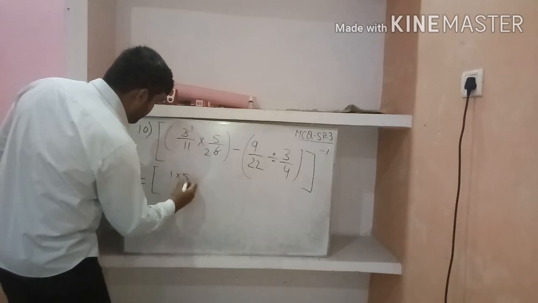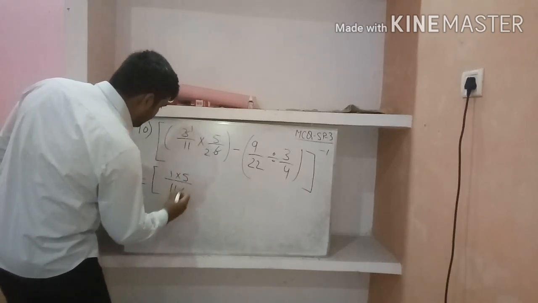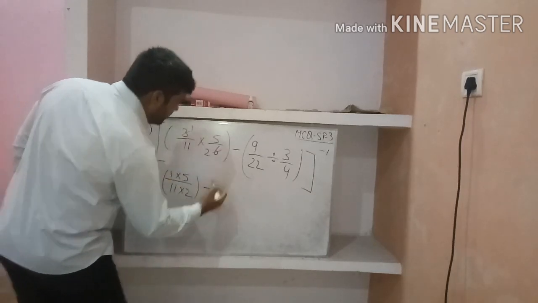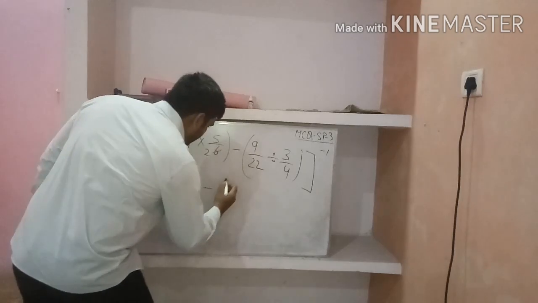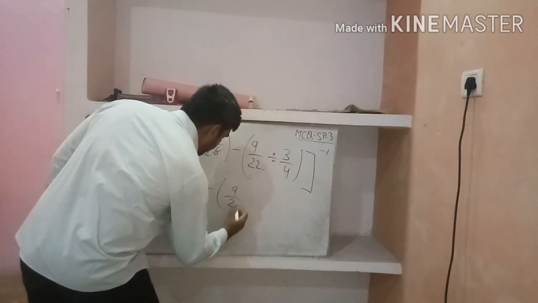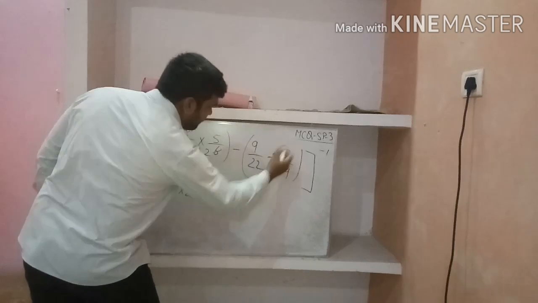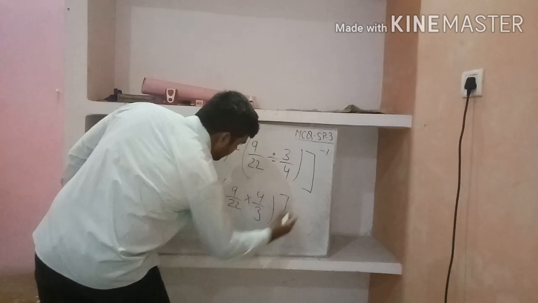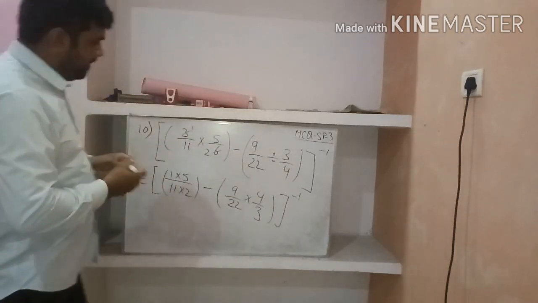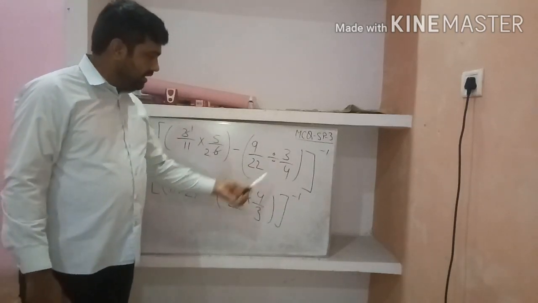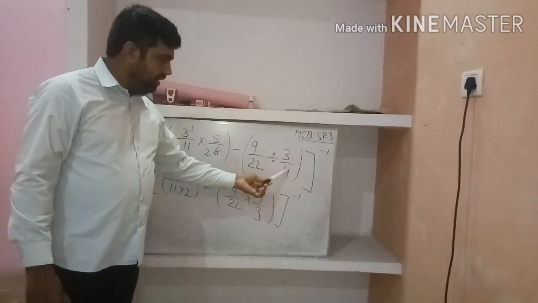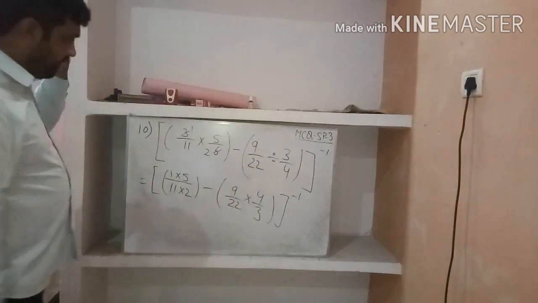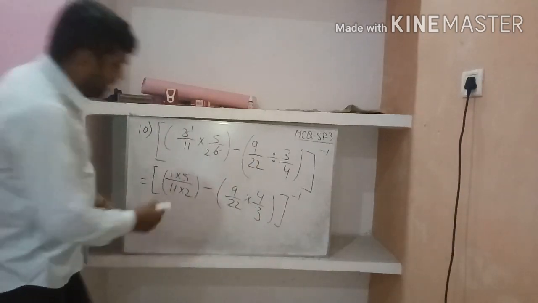1 into 5 upon 11 into 2. Here in this bracket I got 9 by 22. Convert this divide into multiply. So this fraction will be the reciprocal, 4 by 3. Whenever we convert the division into multiplication, the fraction after the division will be turned into the reciprocal. We make it into the reciprocal.